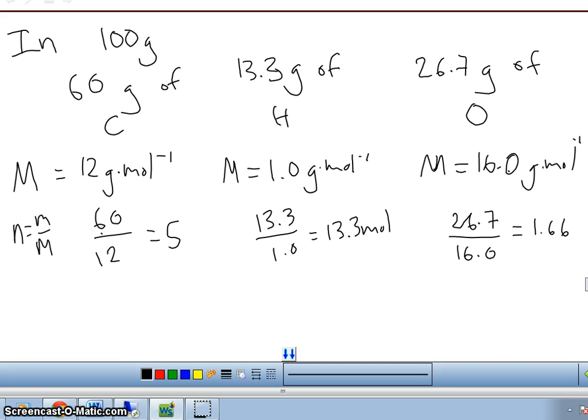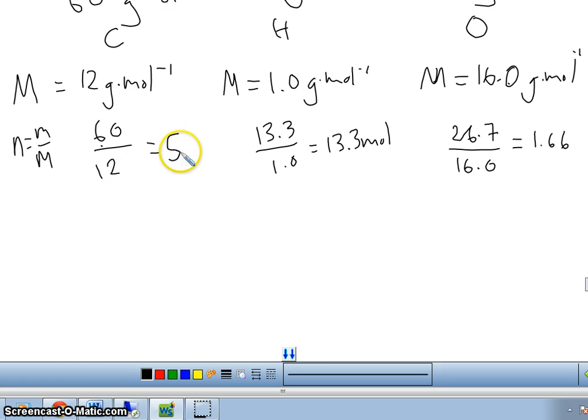By the wonders of pausing, look what I've done. Right, so this is 5, 13.33 and 1.66. That might seem like completely ridiculous numbers to you, and you are right, they are. Those are all moles. So now what you do is you find the molar ratio, because the empirical formula is your simplest ratio of carbons, hydrogens, oxygens. So you find the mole ratio.